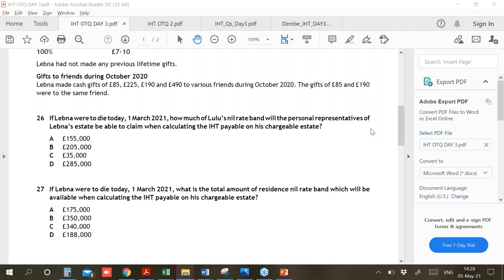The answer is yes. Even if out of two spouses, one died after 2017, regardless of the death of the first spouse, whenever that has happened, before or after 2017, they'll be able to claim the RNRB of themselves as well as their spouse. So the answer is yes, guys. Only one death needs to happen after 2017 in order to claim the RNRB for both.